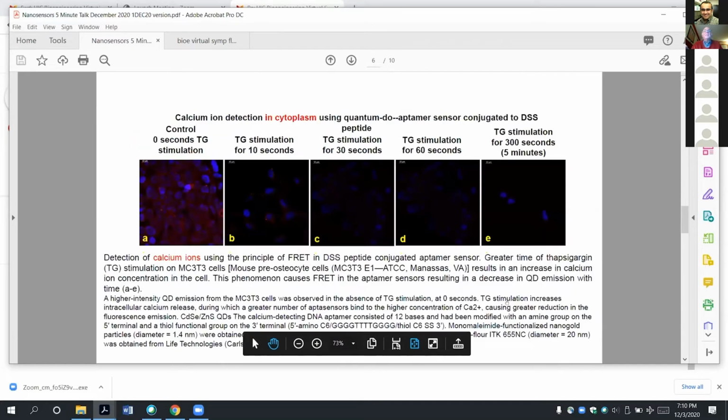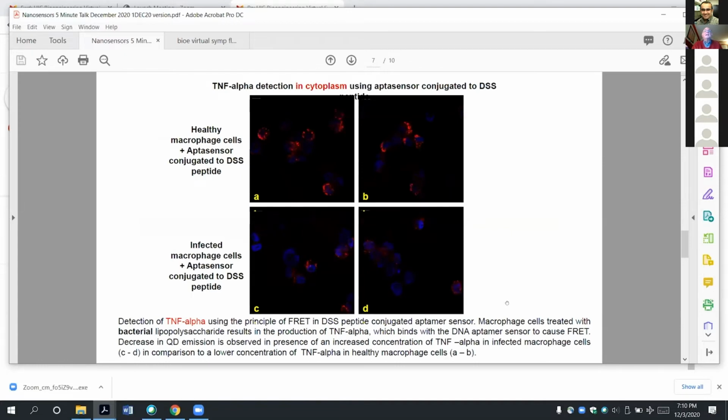This gives an example of using a quantum dot-based sensor to detect calcium in the cytoplasm. This is one of the first cases where such molecular beacons have been introduced into cells. This is another example of detecting TNF alpha in the cytoplasm.